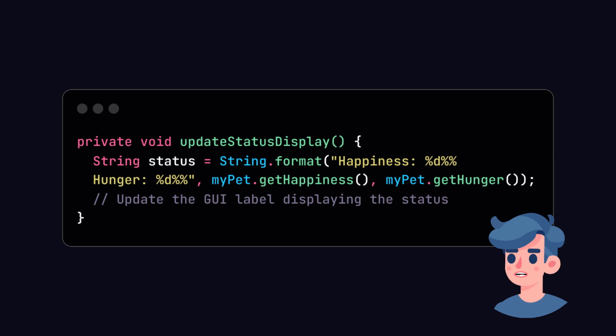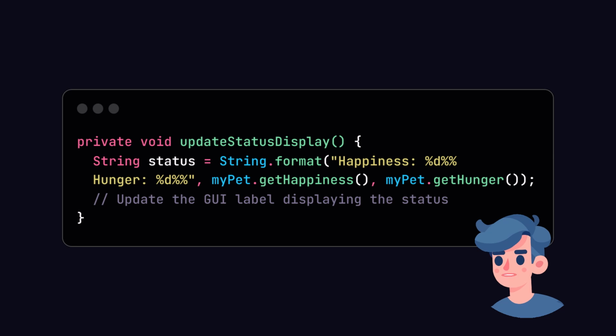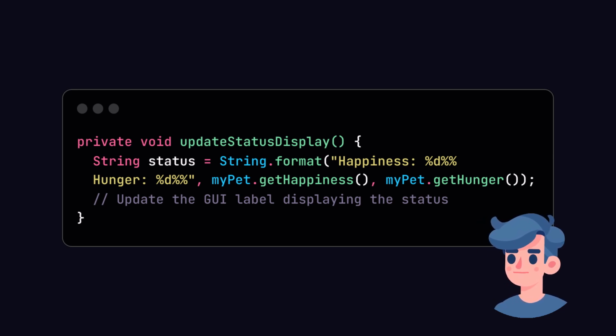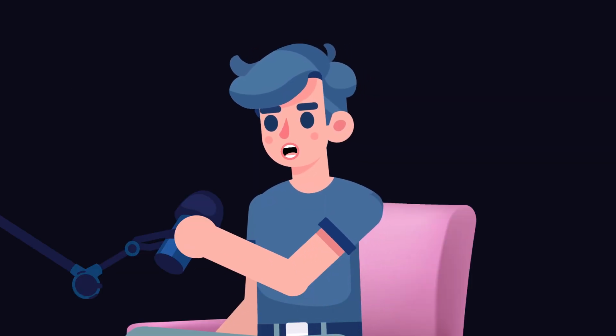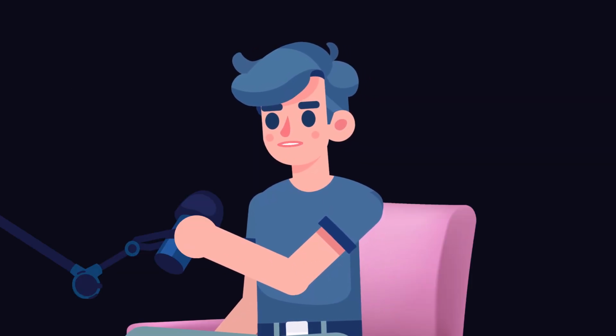Now that we have the basics in place, let's implement some functionality to display the pet status on the screen. We need to create a simple way to show how happy or hungry the pet is. We could use text elements in the GUI for this. We'll call this update method in the game's update loop to ensure that the displayed values reflect the pet's current status.